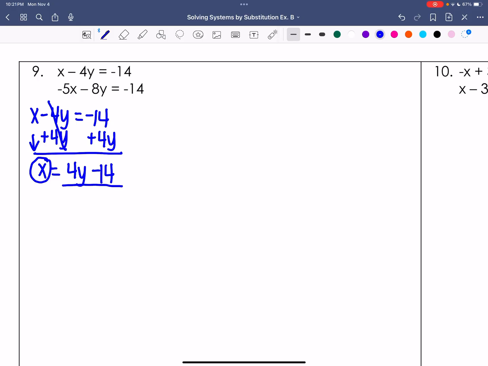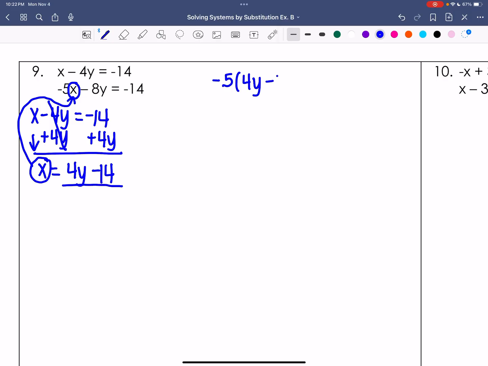So in my second problem, anywhere I see an x value, I am now going to substitute in 4y minus 14. So this becomes negative 5. And again, because I have a coefficient in front of my variable, when I come over to substitute this expression, which is called a binomial because it has two terms, I need to include parentheses because there's a coefficient other than 1 in front of x.